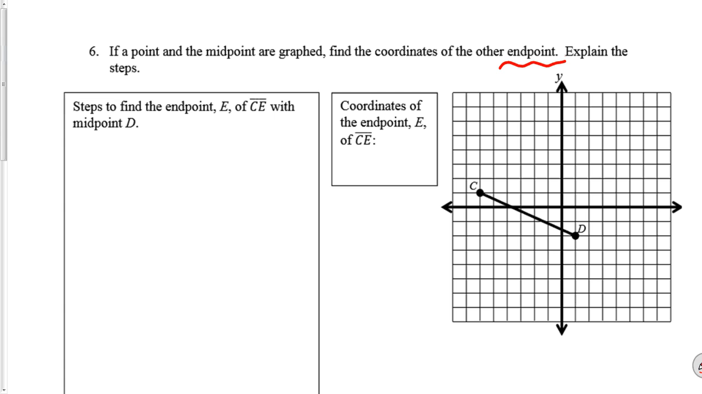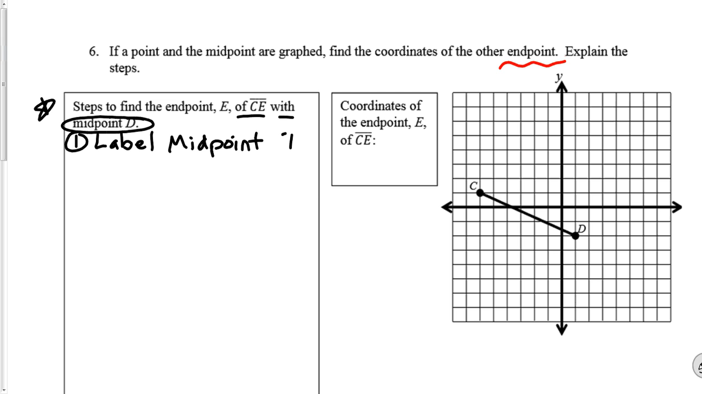We're going to write down the steps to find the endpoint E, and we know we have segment CD already graphed here. So first thing that I want everybody to do is on the graph, I want everyone to label the midpoint. So I need to read again and identify some key words. So I'm looking right here. Steps to find the endpoint E of segment CE with midpoint D. So I know the midpoint is called D.